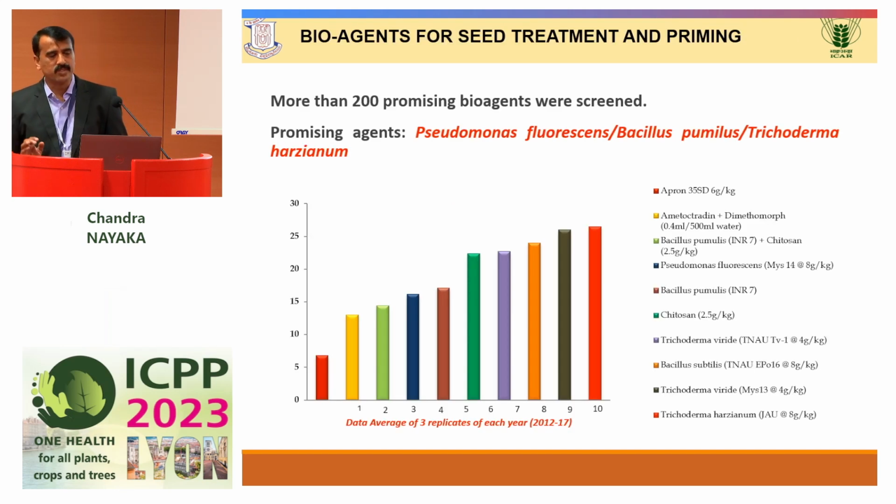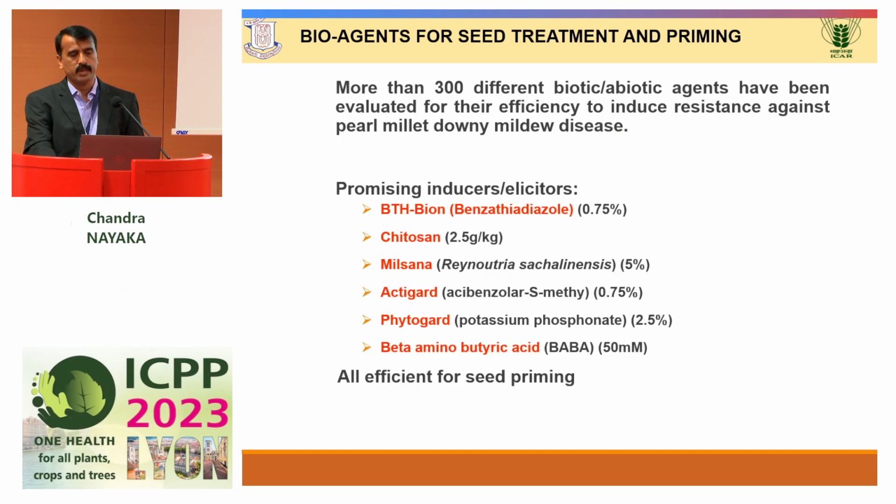We have isolated more than 200 promising bioagents from natural conditions. We go and collect soil samples and isolate the biological agents, and we checked them against the downy mildew disease, and we found that these biological agents control downy mildew effectively. But compared with metalaxyl, metalaxyl proved better than these bioagents.